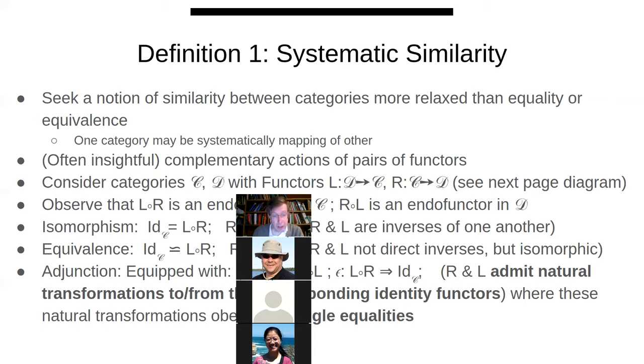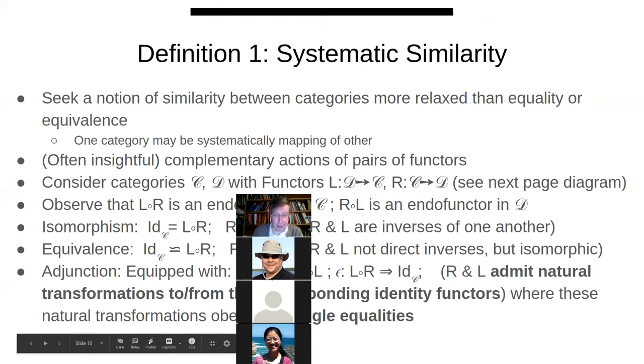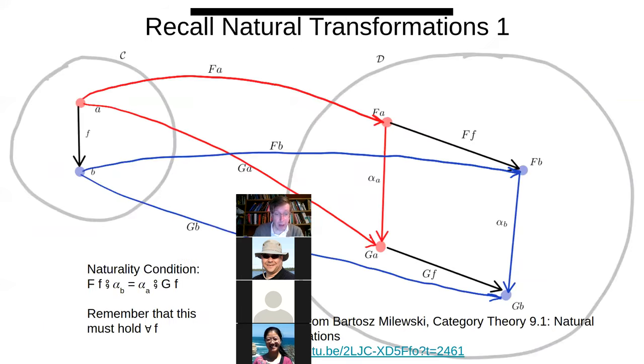Equivalence wouldn't be saying that they're equal to identity, but they're equivalent to identity. It's just a matter of relabeling them. They may not map back to exactly the same object by doing R first and then L. You may not get back to the same object C. But maybe you get back to something that's isomorphic to it. And adjunction takes that one step further. It basically lays out a situation where you have a natural transformation that links up identity in D to RL. So instead of it being equal to it, there's some sort of natural transformation that maps between them.